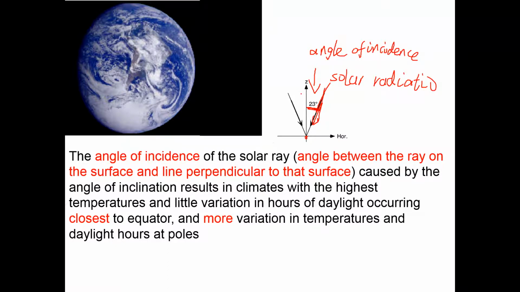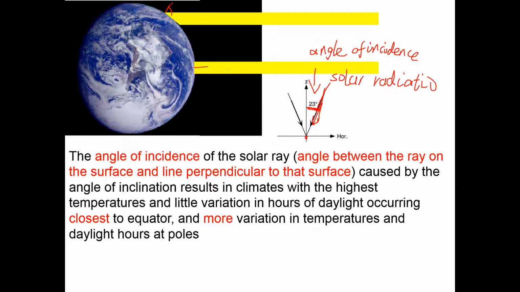Because of the tilt of the Earth, the angle of incidence is different depending on which region it is. As you can see in the picture, the angle of incidence is like that, and this one is 0. So the angle of incidence is different.